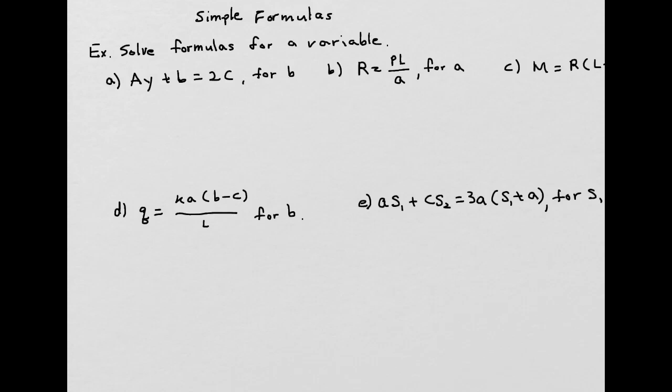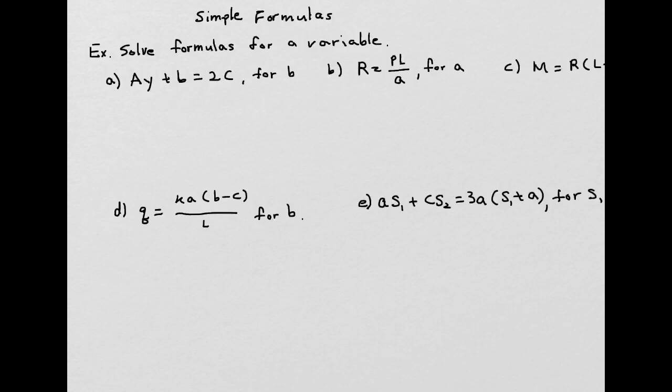In this section, we're going to talk about solving a formula for a variable. First example, we have ay plus b equals c, and we're trying to solve for b. When do we use this? Let's say we're not always asked for one particular unknown variable. You may have to solve for the other one, and if you start with the formula solved for that one variable, sometimes it's easier.